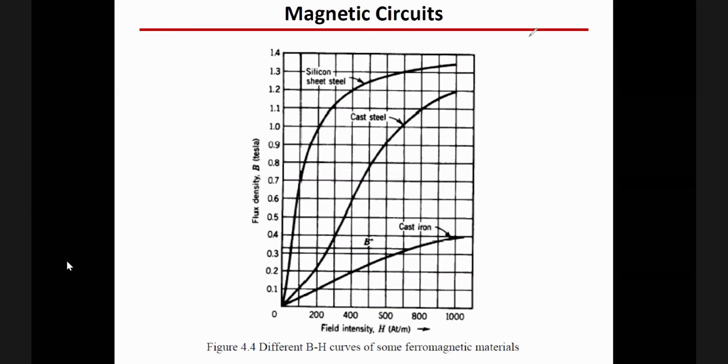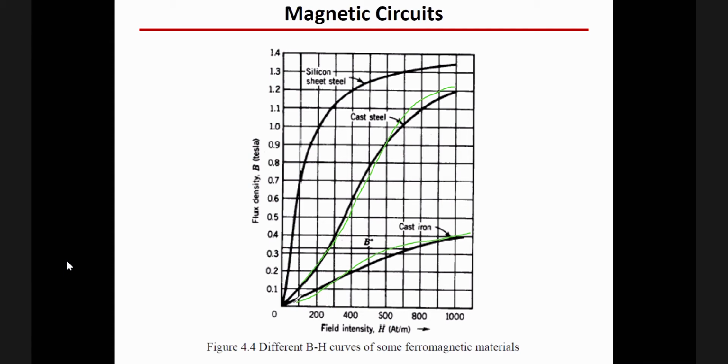So these are just a few examples of different BH or magnetization curves for different materials. For example, the first one is for silicon sheet steel. You can notice that its characteristic is a sharp increase in the linear region, and after that, the saturation. The cast steel is in the middle between them. The cast iron is a little bit slower in terms of saturation.